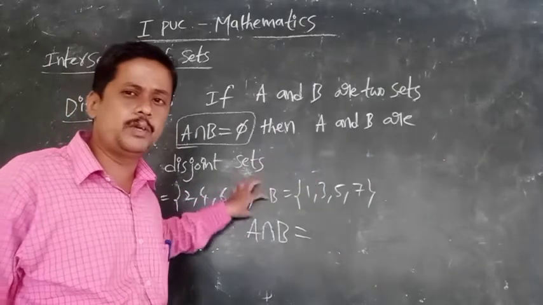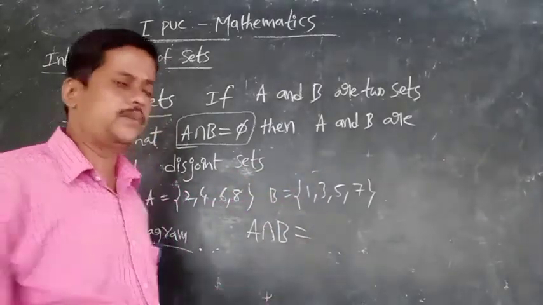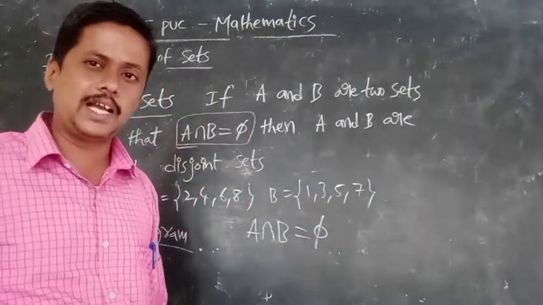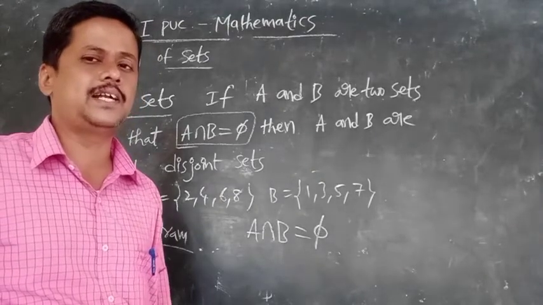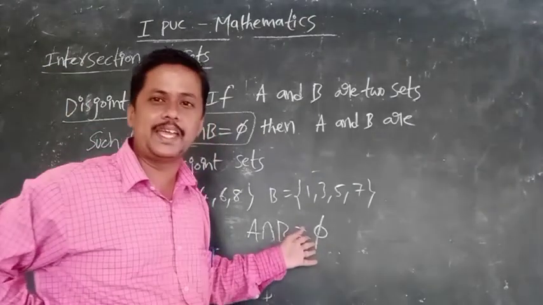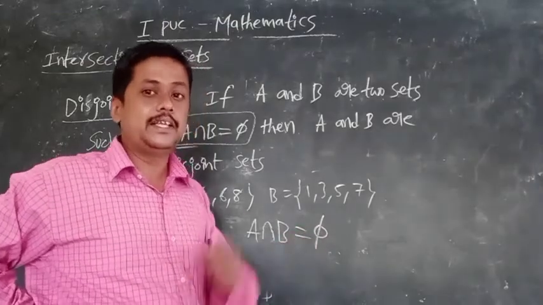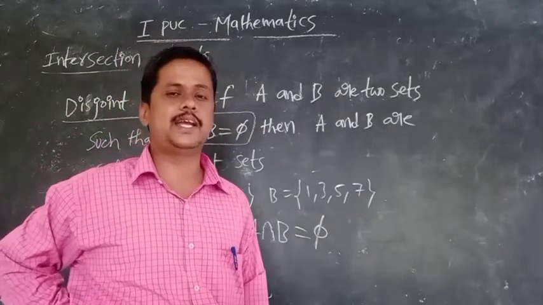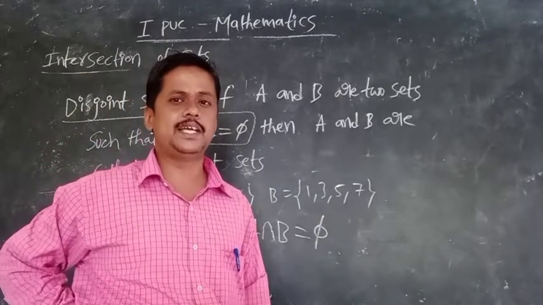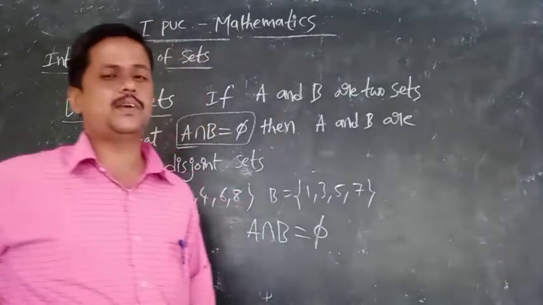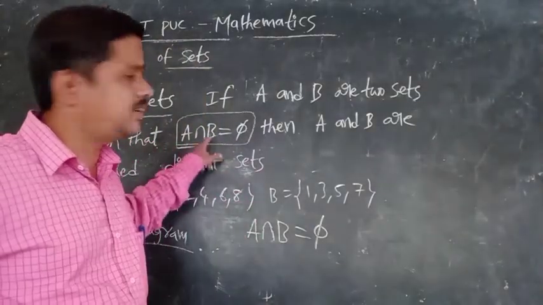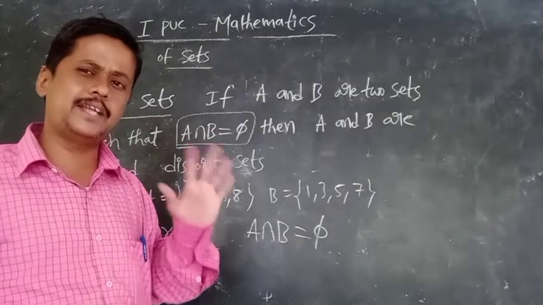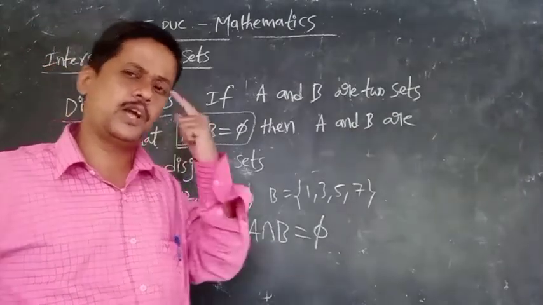There is no common element between A and B. So therefore no element exists, and if no element exists, the result is the empty set phi. Understood or not? Then we can say that A and B are called disjoint sets. Do you understand what disjoint sets mean? What is the condition for disjoint sets? Another time, this is very important: A intersection B is equal to phi. You have to remember this.